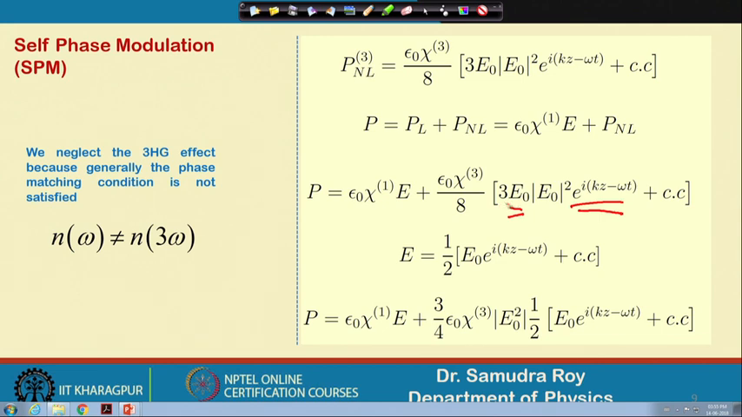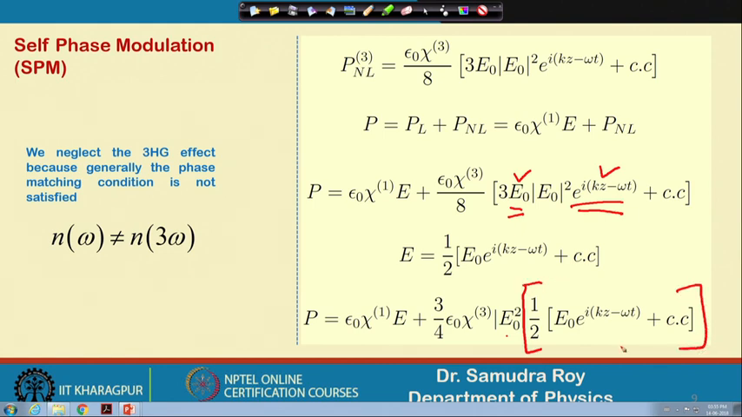So, now if I write these things, if I take these 3 outside and write 3 by 4 and put this half inside, then I will have one term half of E 0 e to the power this quantity plus complex conjugate, by taking E 0 outside to this bracket. So, if I do that, the second term can be written in this particular form, P is equal to epsilon 0 chi 1 E. The second term, if I modify slightly, it will be 3 by 4 epsilon 0 chi 3 mod of E 0 square, then half of this quantity.